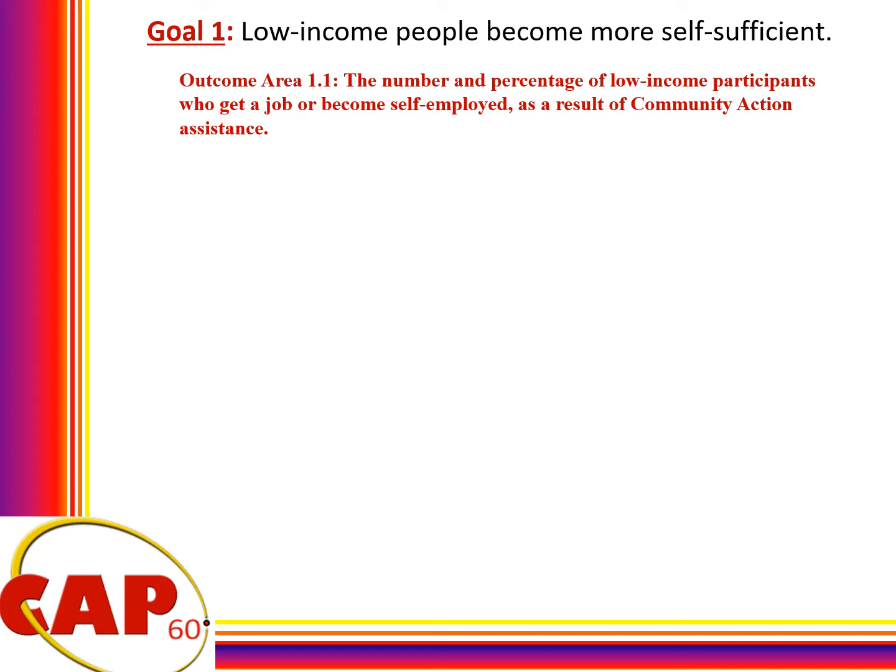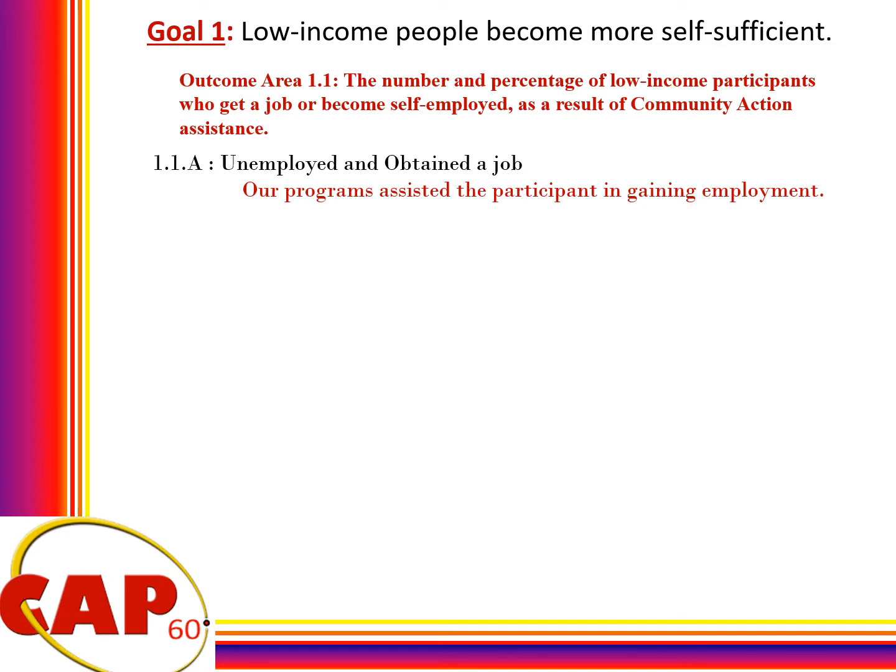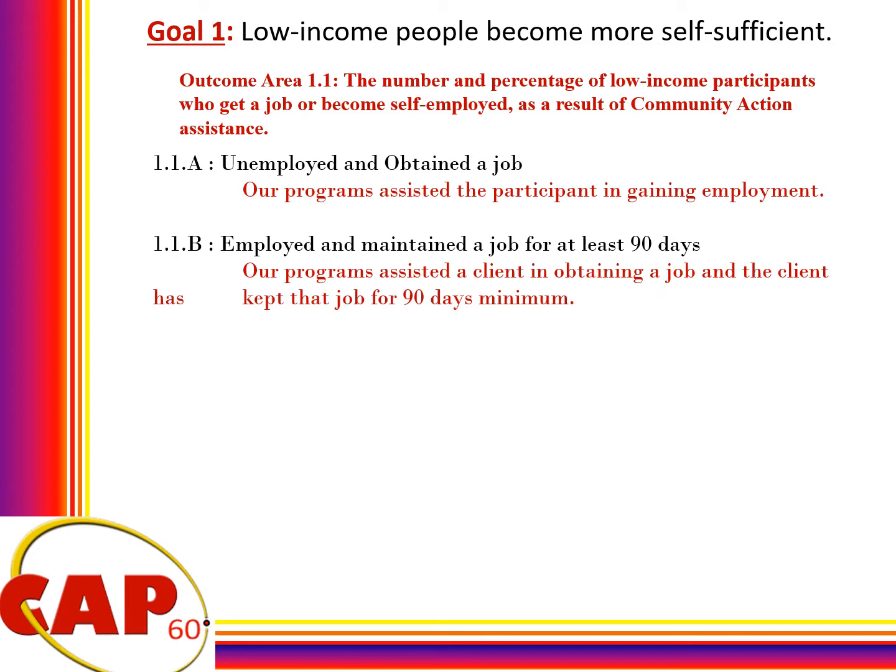1.1B, employed and maintained a job for at least 90 days. Our programs assisted a client in obtaining a job and the client has kept that job for at least 90 days minimum. NPI 1.1C, obtain an increase in employment income and or benefits. Our programs assisted the client in increasing their income or benefits. NPI 1.1D, achieved living wage employment and or benefits. Our programs assisted the client in reaching living wage employment and or benefits.